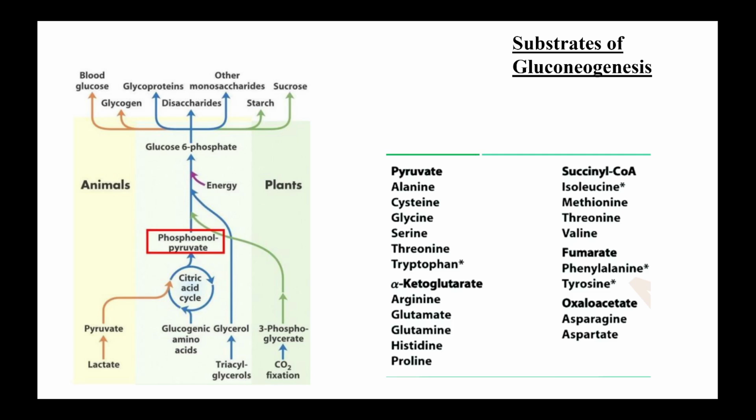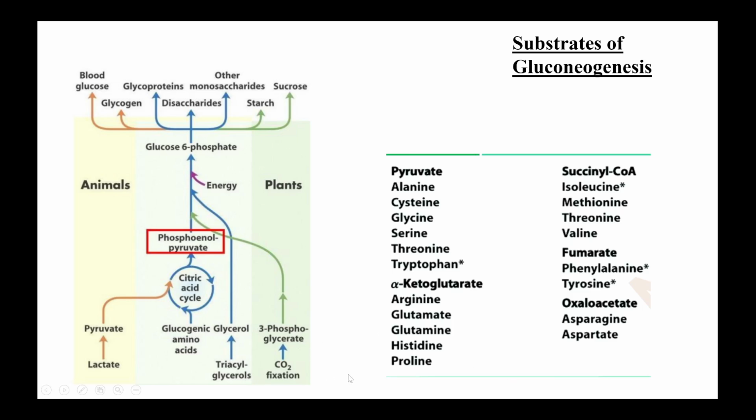Okay. Then we have glycerol or triacylglycerols. Basically, fatty acids are stored as triacylglycerol, and that triacylglycerol can now get converted into glycerol and enter the gluconeogenesis pathway by getting converted into glucose 6 phosphate. So glycerol will get converted into glucose 6 phosphate, and glucose 6 phosphate can get converted into glucose, as we saw in the previous slide.